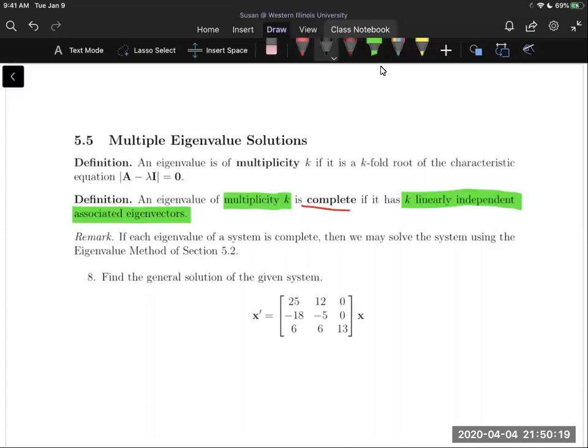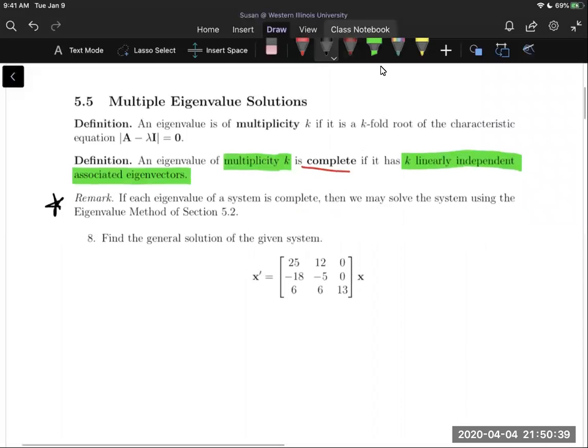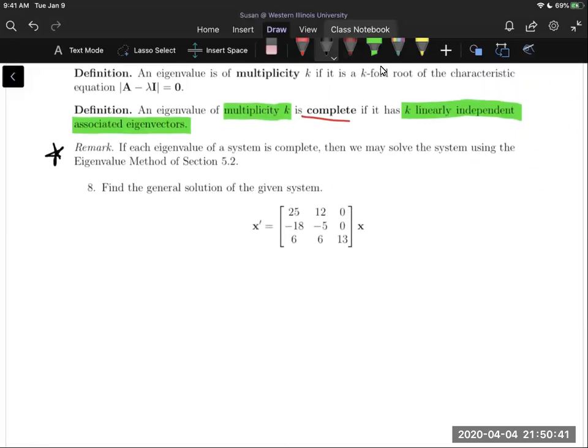All right, so we have a remark here that says, look, if all of our eigenvalues are complete, then we're in business. We can follow the method from section 5.2, which said as long as you can find these linearly independent solutions, you can take the linear combination to find the general solution. So let's take a look at example 8. We want to find the general solution.